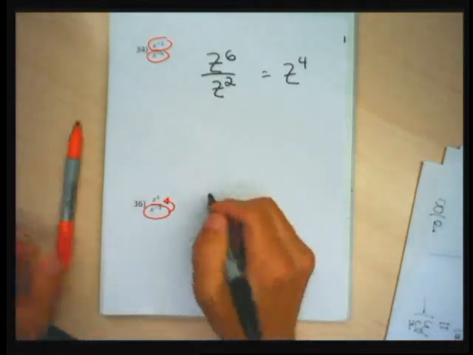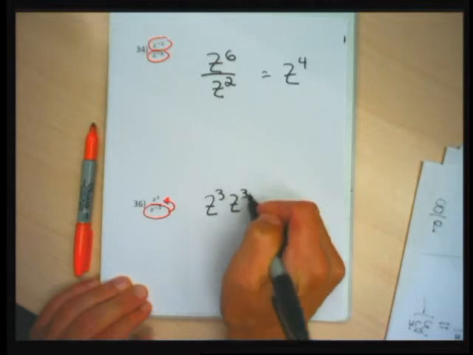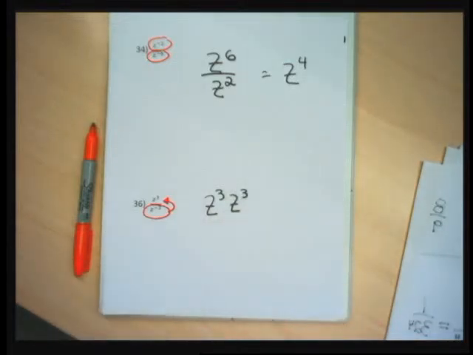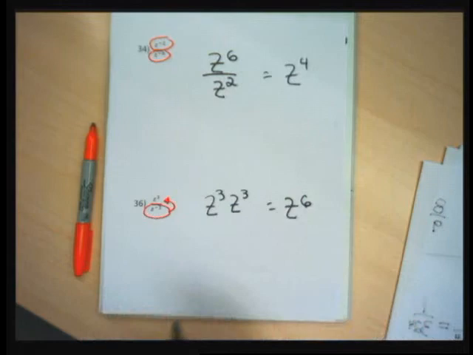If I was doing 36, I'm only moving the z to the negative 3 up. When I move it up, I make its exponent positive. And I'm left with z cubed times z cubed. I don't get a fraction anymore because I've stolen the entire denominator. These z's are being multiplied, so I add their exponents. And this answer would be z to the 6th.